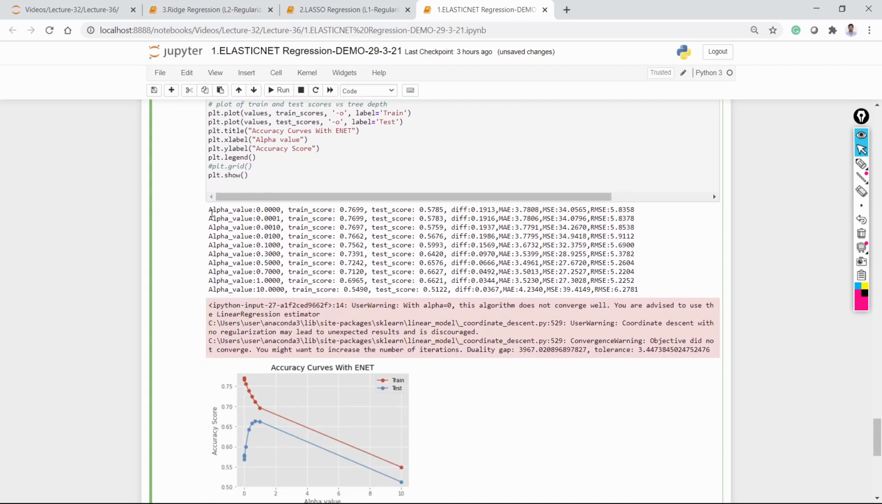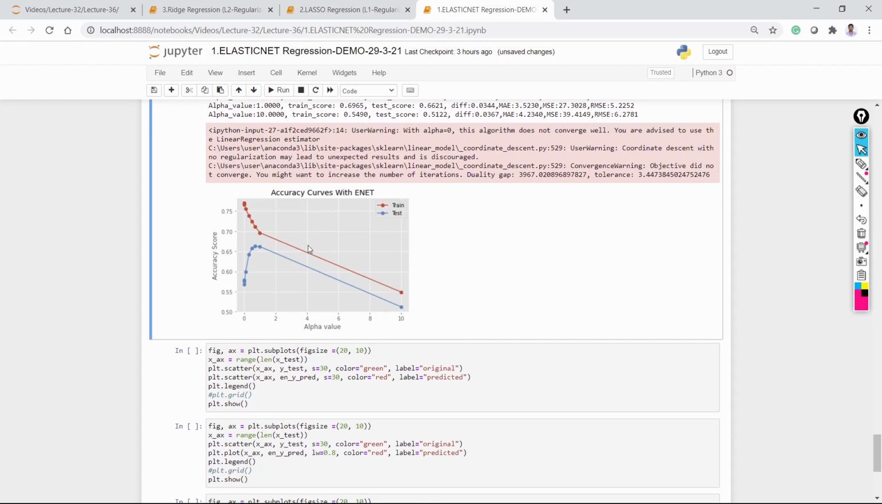So if the alpha value is 0.0, which means the alpha value is 0, my train score will be 0.7699 and the test score will be 0.5785, and the difference between the train score and test score is 0.1913. And in the meanwhile, the other evaluation metrics: mean absolute error, mean square error and root mean square error. Which means at each different value of alpha, you will get different train scores and test scores.